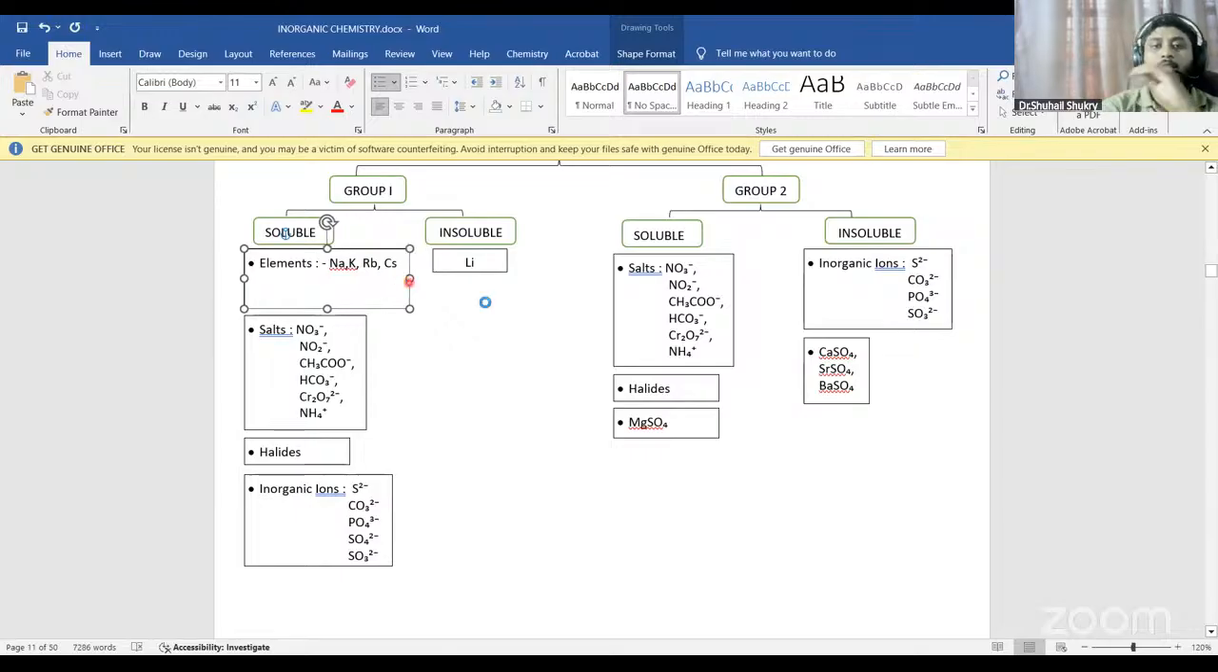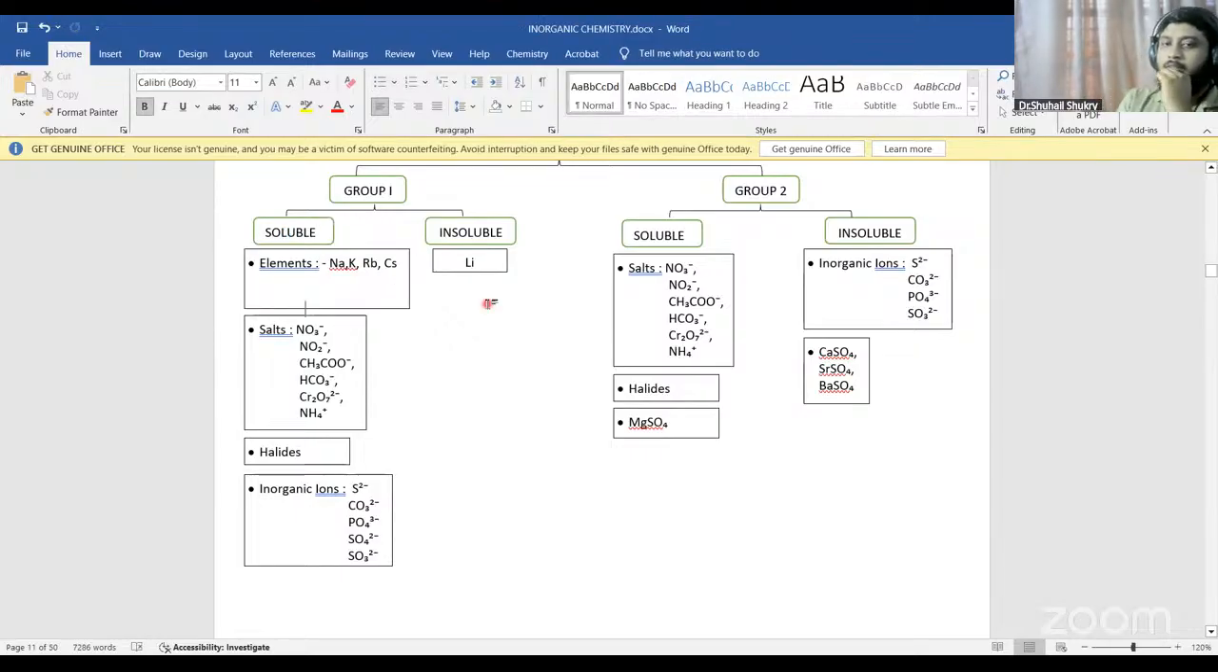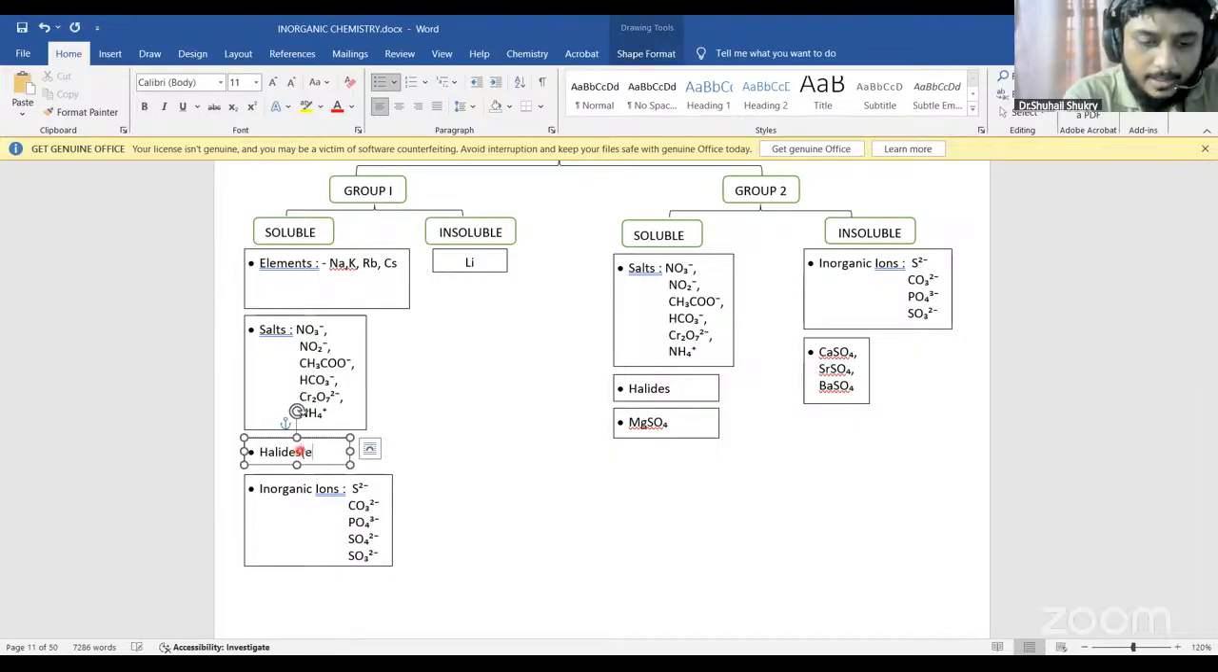Now, normally lithium compounds are insoluble. When you take the salts nitrate, nitrite, acetate, bicarbonate, dichromate, ammonium, these salts are soluble. Group 1 halides are soluble, except fluorides.